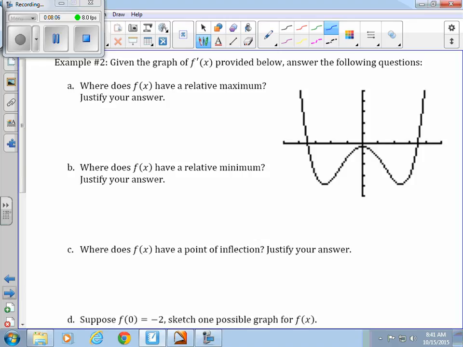Okay, so given the graph of f prime provided below, answer the following questions. So this is not on your notes page anymore. The rest of that packet is your homework. So that front page is the notes page. The rest of it's homework. I just didn't want you to have to draw those graphs on that.